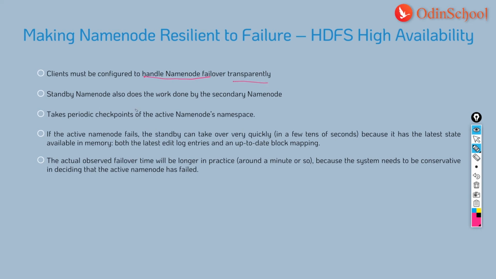Then the standby name node also does the work done by the secondary name node. You can see that, right? They are also taking this checkpointing backup, and the standby name node should also have the higher configuration like a primary name node. And if the active name node fails, the standby can take over very quickly, in a few tens of seconds ideally, because it will have the latest state available in memory, both the edit log entries and the up to date file to block mapping.